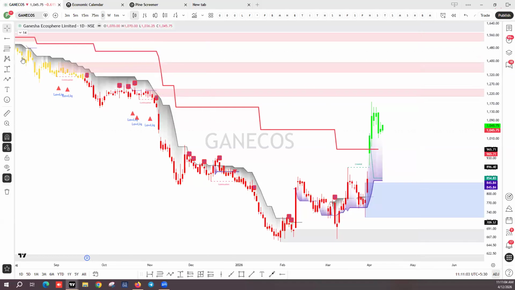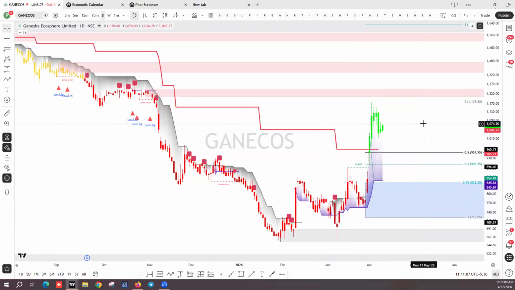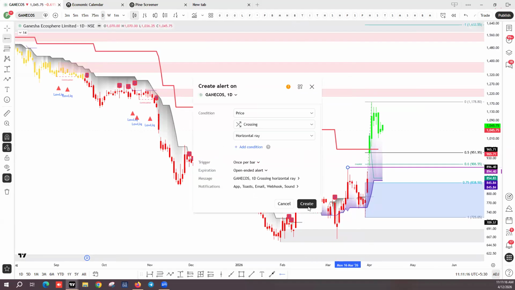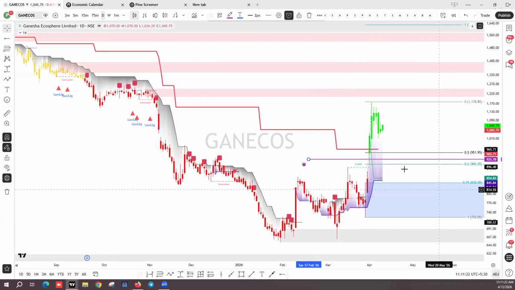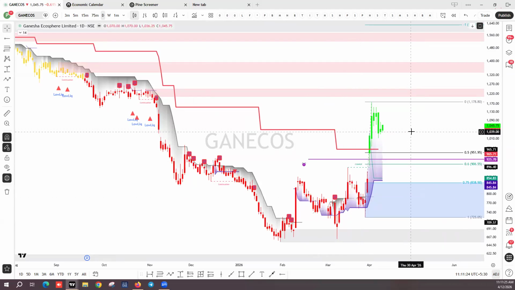This is above the bearish momentum band. So I will take 50% retracement in this. So we can place 50% retracement entry. So that will be somewhere here between 50 to 60%. We can place the alert.